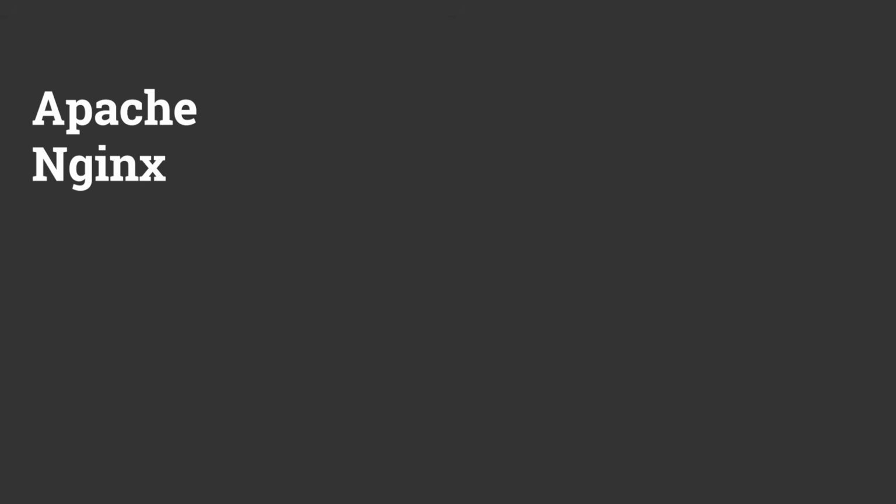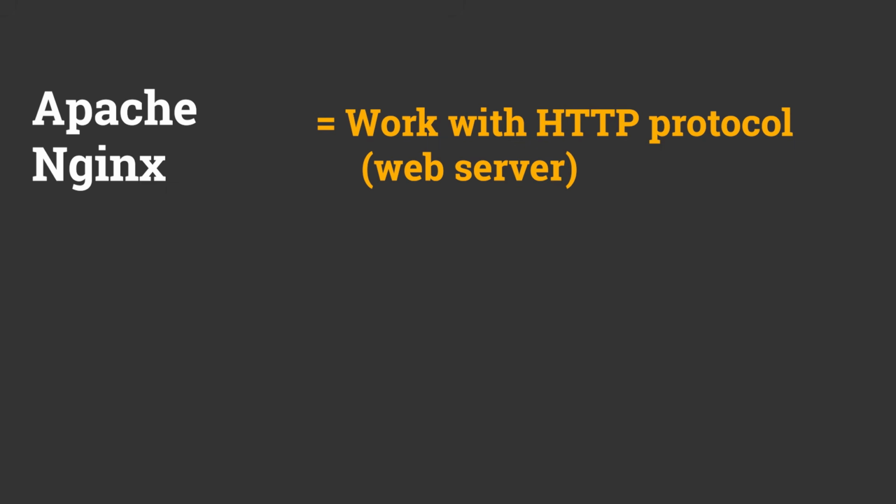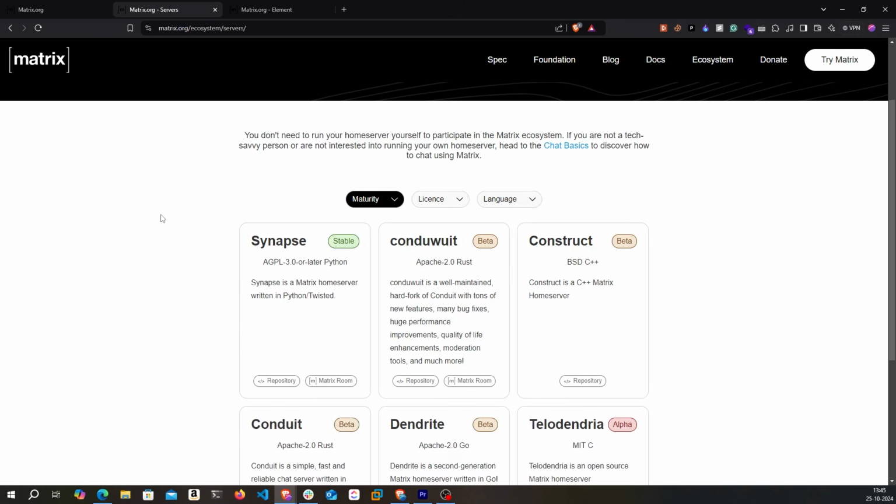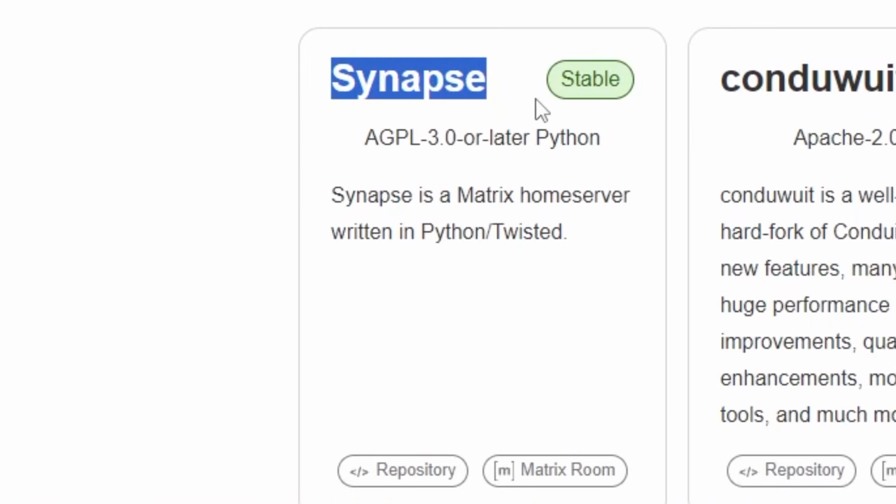When I say home server, think of something like Apache or Nginx, which are web servers. But in this case, a home server is software that is written to use Matrix protocols and to work with Matrix. There are a lot of different home servers available that use the Matrix protocol, but the official home server software is called Synapse, which is what we're going to use in this video. But anyway, back to the architecture.